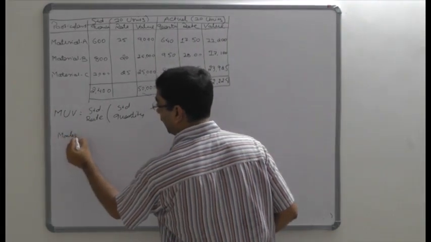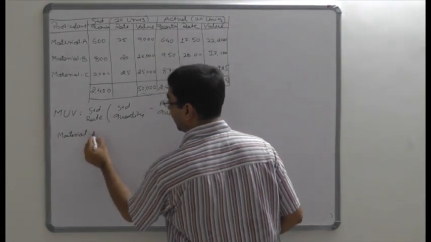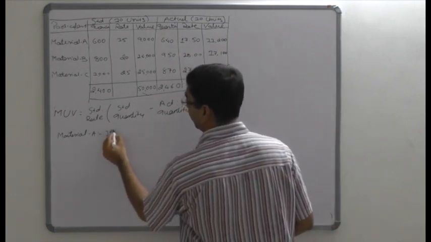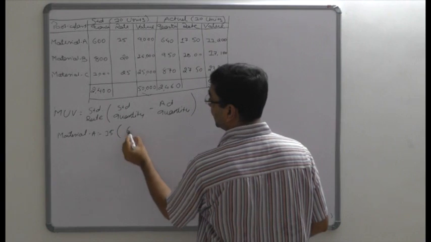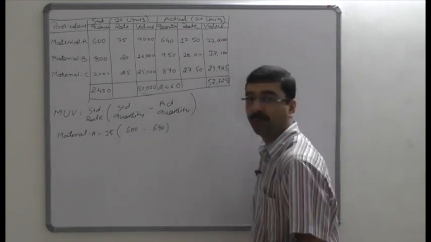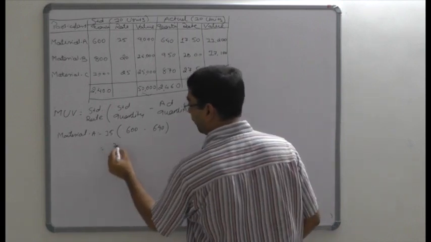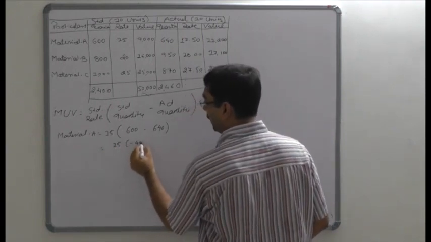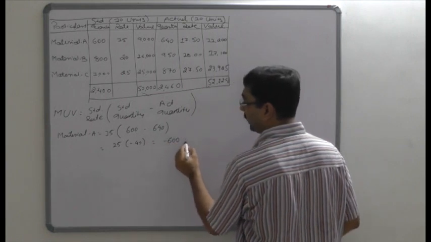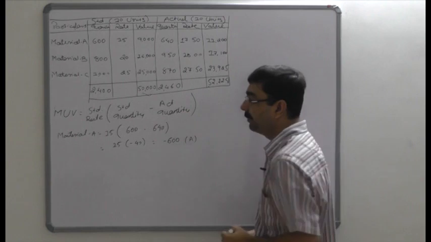We need to calculate all the materials one by one. So first is material A. Standard rate for material A is 15. Standard quantity is 600 minus actual quantity is 640. So here 15 into minus 40 comes to minus 600, and that's why this answer is adverse.